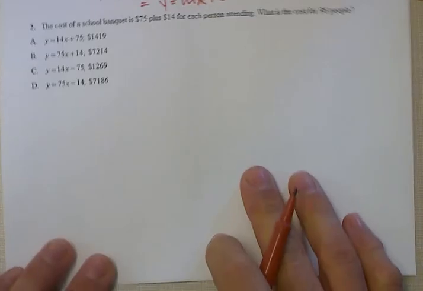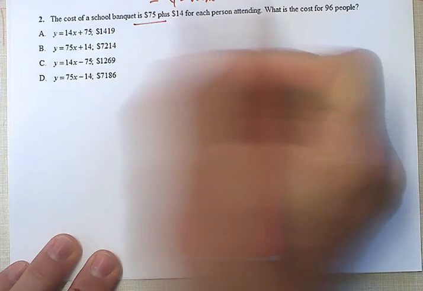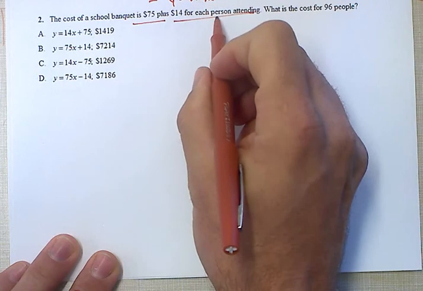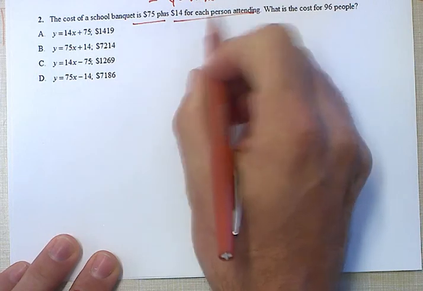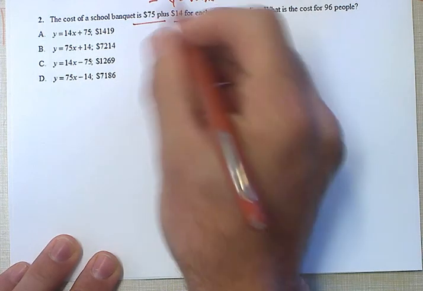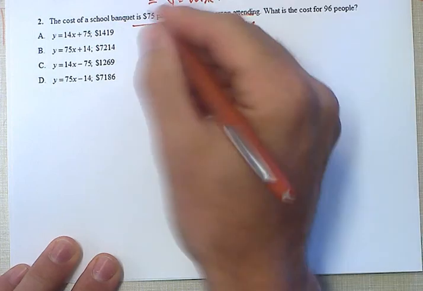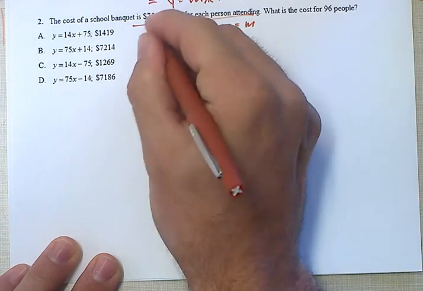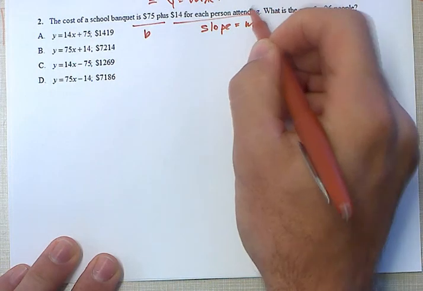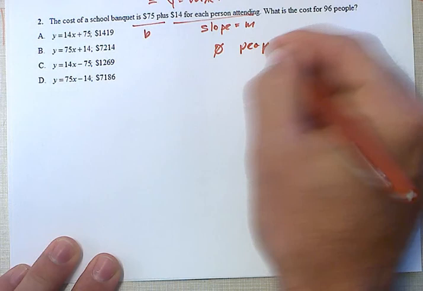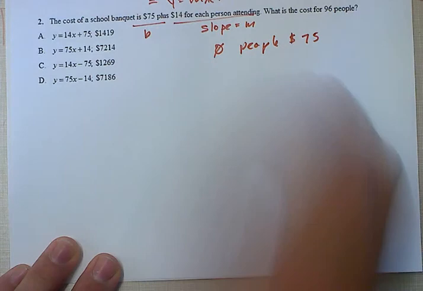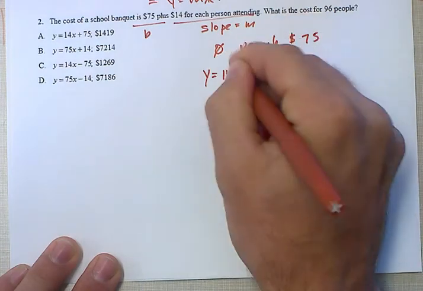Cost of a school banquet, $75 plus $14 for each person. I want to be able to identify this as, for each person, per person. That's going to be my slope. Okay, and here, something that's a cost up front, like a membership fee, enrollment fee, this is going to be my y-intercept. Because with zero people, it's still going to cost me $75. So I'm going to want my equation to be 14x plus 75.